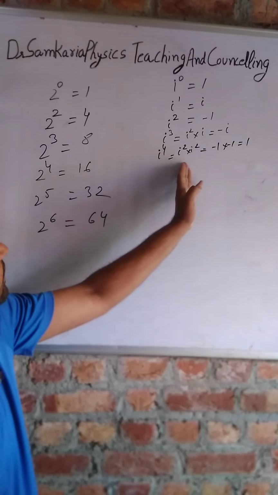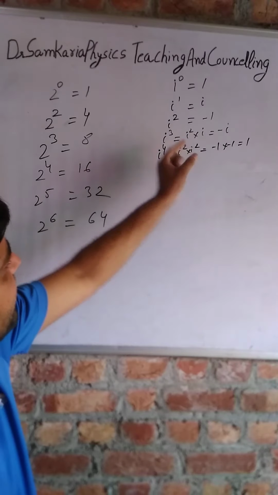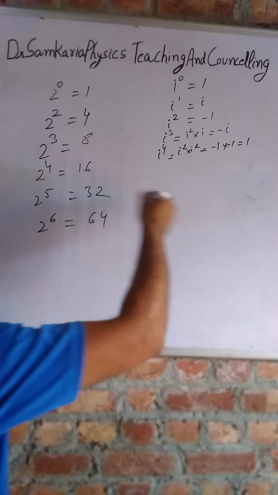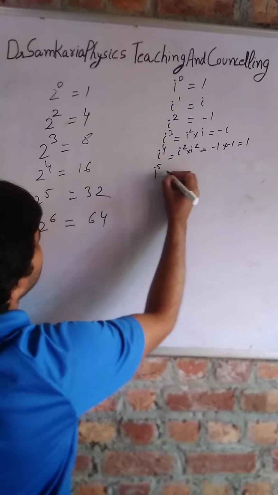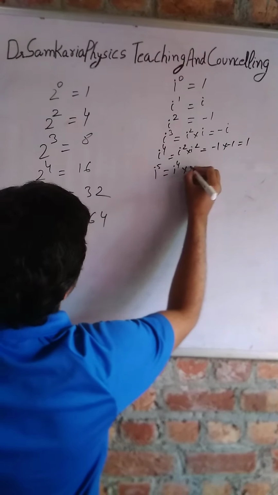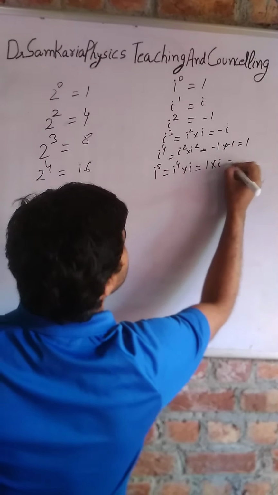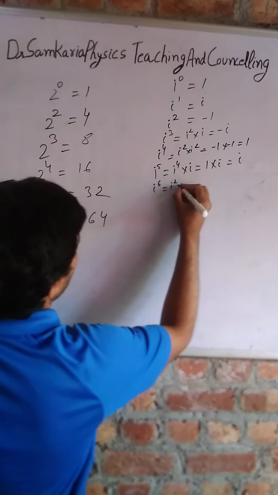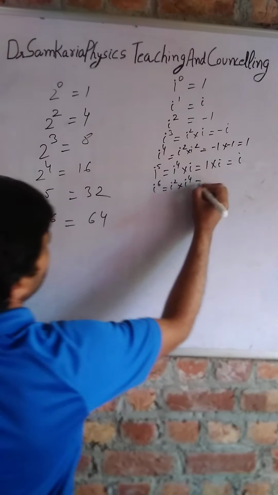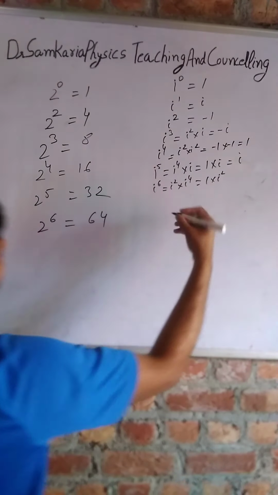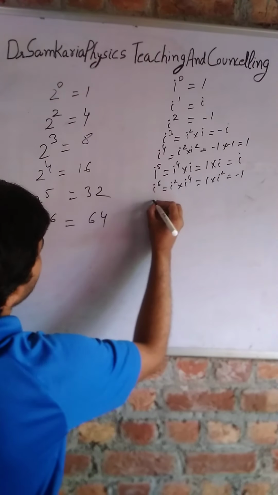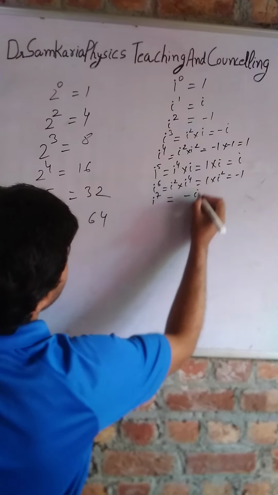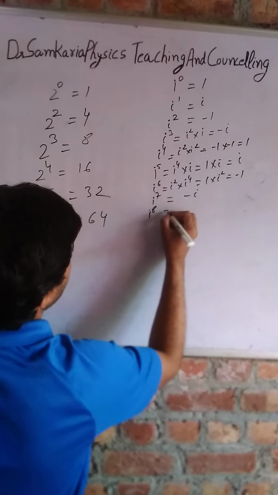Because i^4 can be broken by the law of indices as i^2 into i^2, and from our result we will get 1. Now let's go for more higher powers. i to the power 5 is equal to i to the power 4 into i, which can be written as 1 into i, which is equal to i. Now i to the power 6 is equal to i^2 into i^4. Now this is equal to 1 into i^2. Now i^2 is minus 1, so this is minus 1. Similarly, i to the power 7 is minus i, and i to the power 8 is plus 1.